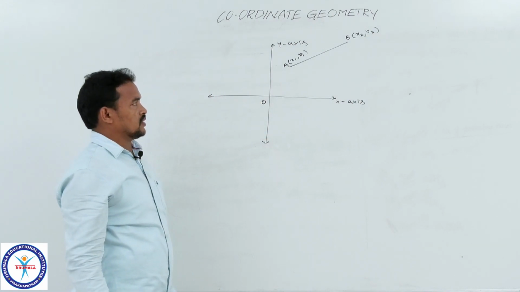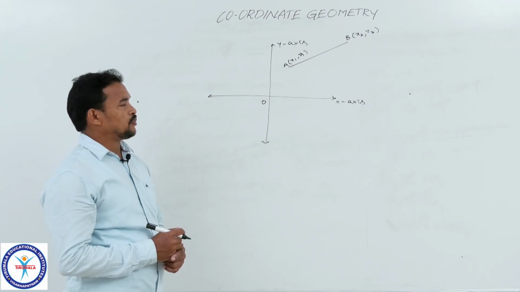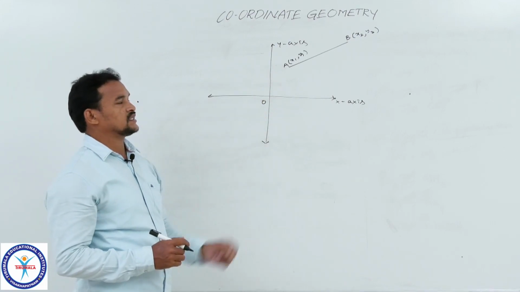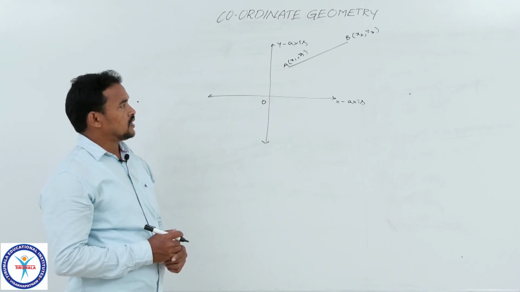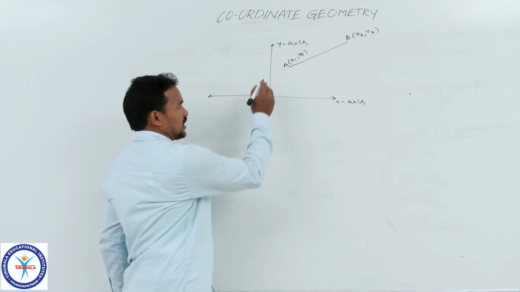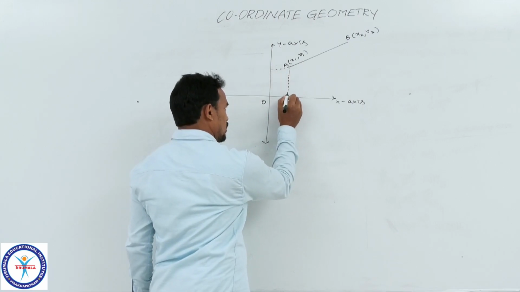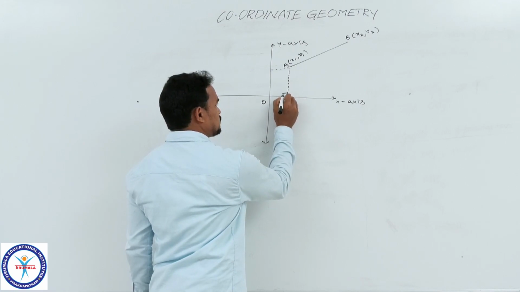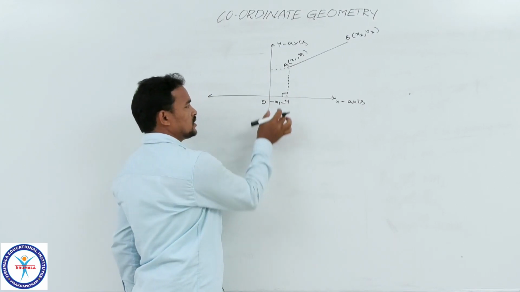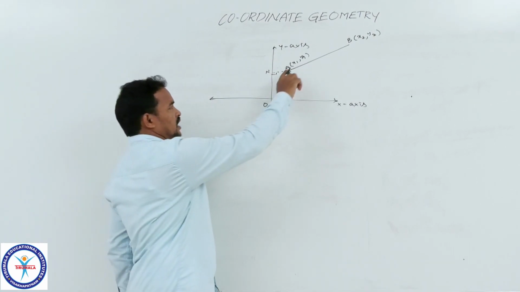In the point A x1 comma y1, what does x1 mean? When you draw the perpendiculars from the point A to the coordinate axes, the perpendicular distance from A to the y-axis is x1, and y1 means the perpendicular distance from A to the x-axis is y1. Now draw the perpendiculars from A to the x-axis and y-axis. Here AM is perpendicular to the x-axis. OM is x1 because OM is equal to AN. After that, AM is y1.